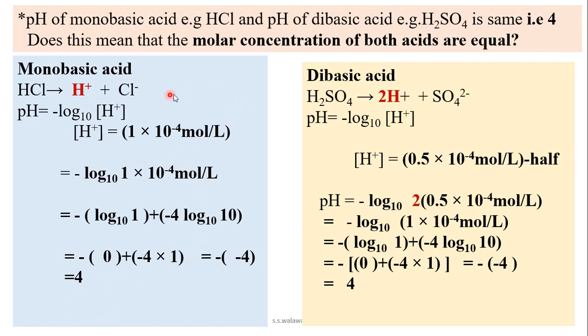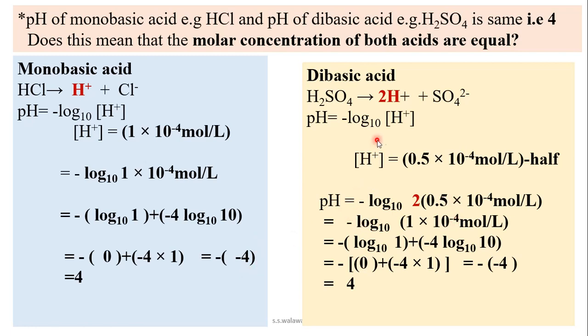But at that time the concentration is how much? 1 into 10 raised to minus 4. If you take the same concentration of H2SO4, then the pH will not be equal to 4. But here, as it dissociates, it gives you 2 hydrogen ions. When the concentration of the hydrogen ion is half, that is 0.5 into 10 raised to minus 4, then its pH is equal to 4. Otherwise its pH is less than 4.